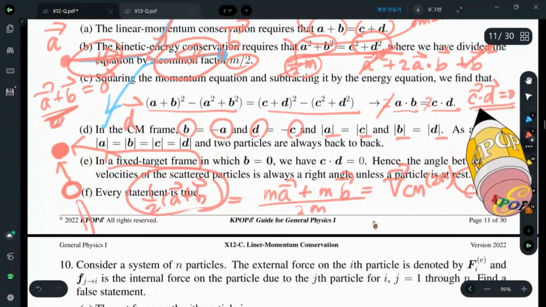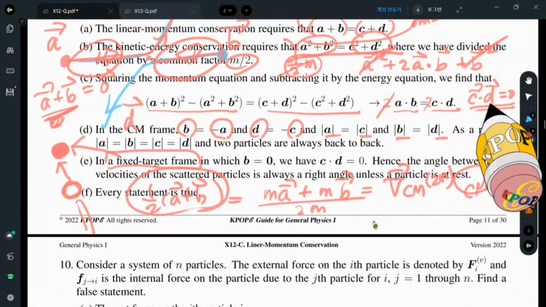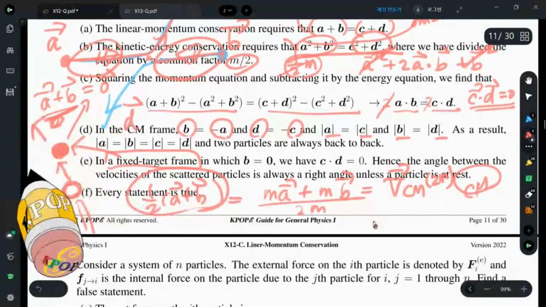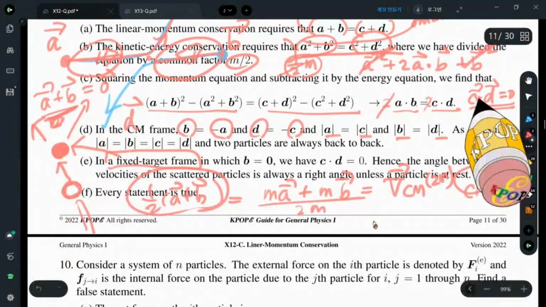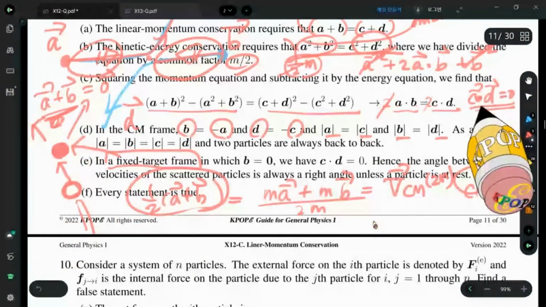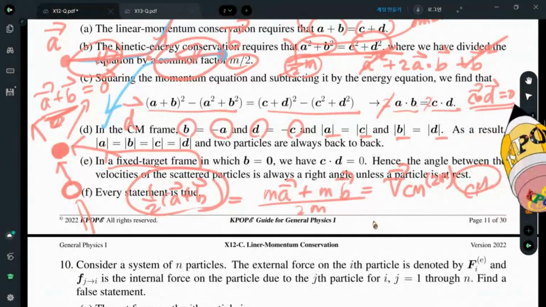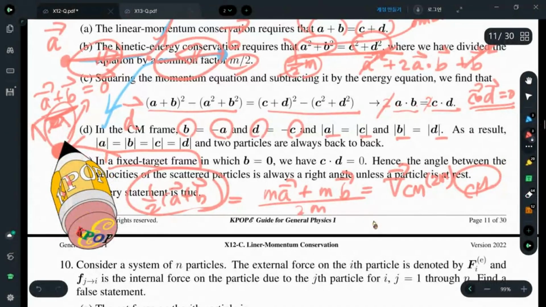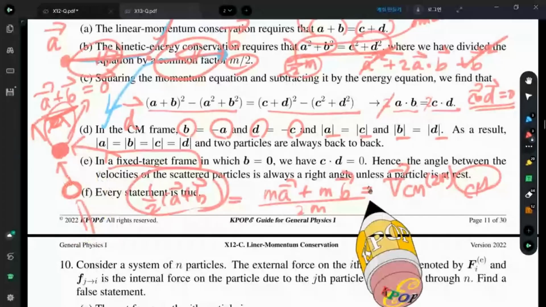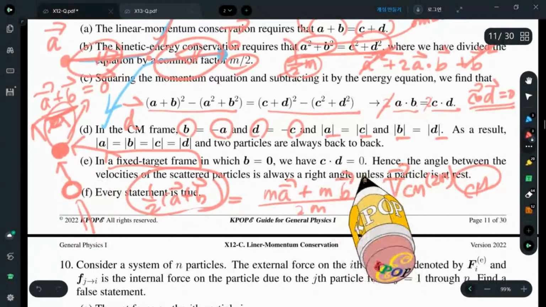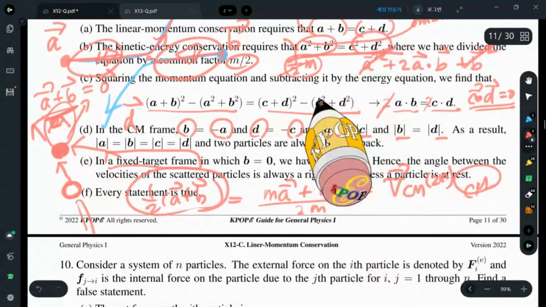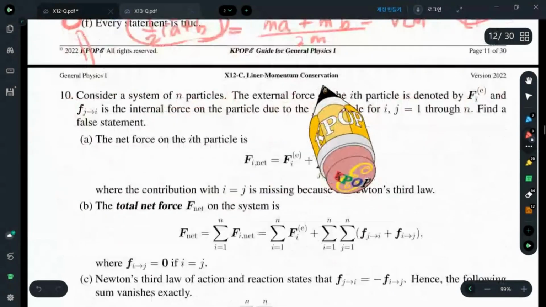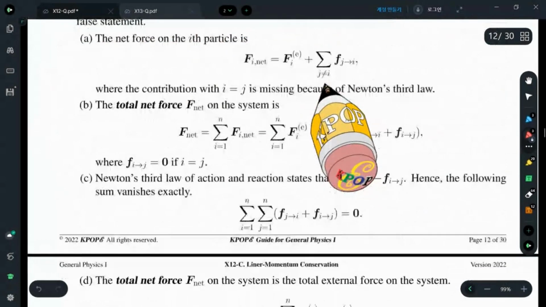If c dot d is 0, and both c and d are moving after collision, then the only solution is that the scalar product, cosine theta, equals 0. That means the scattering angle should be a right angle, 90 degrees. So this is another simple application of elastic scattering using vector algebra. Okay.